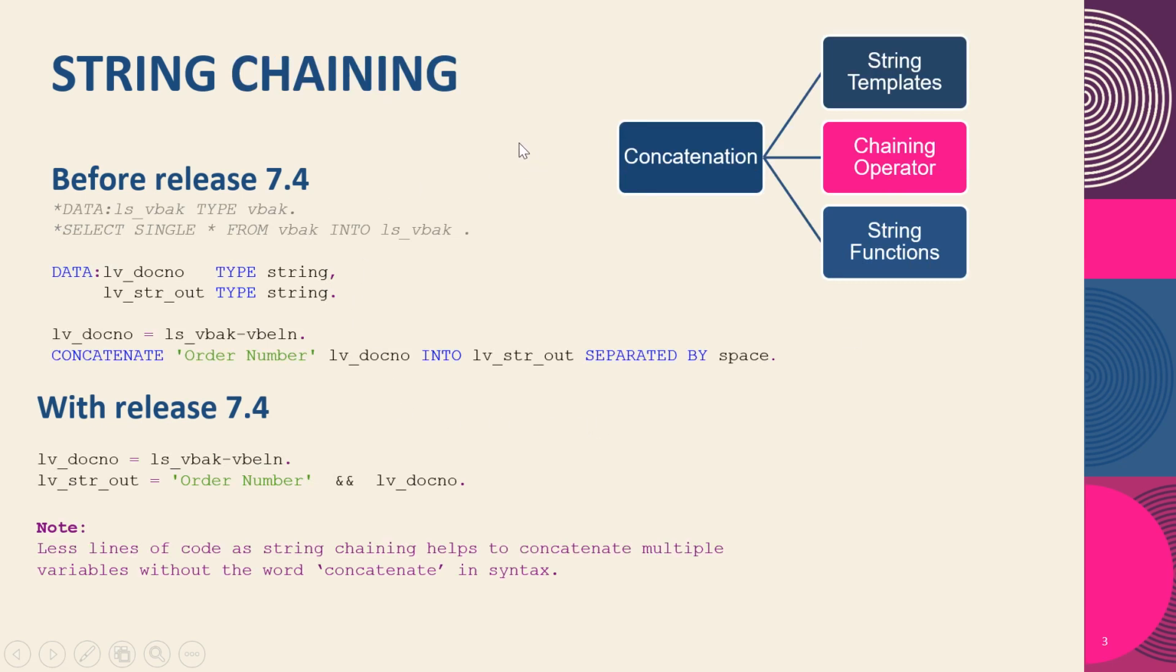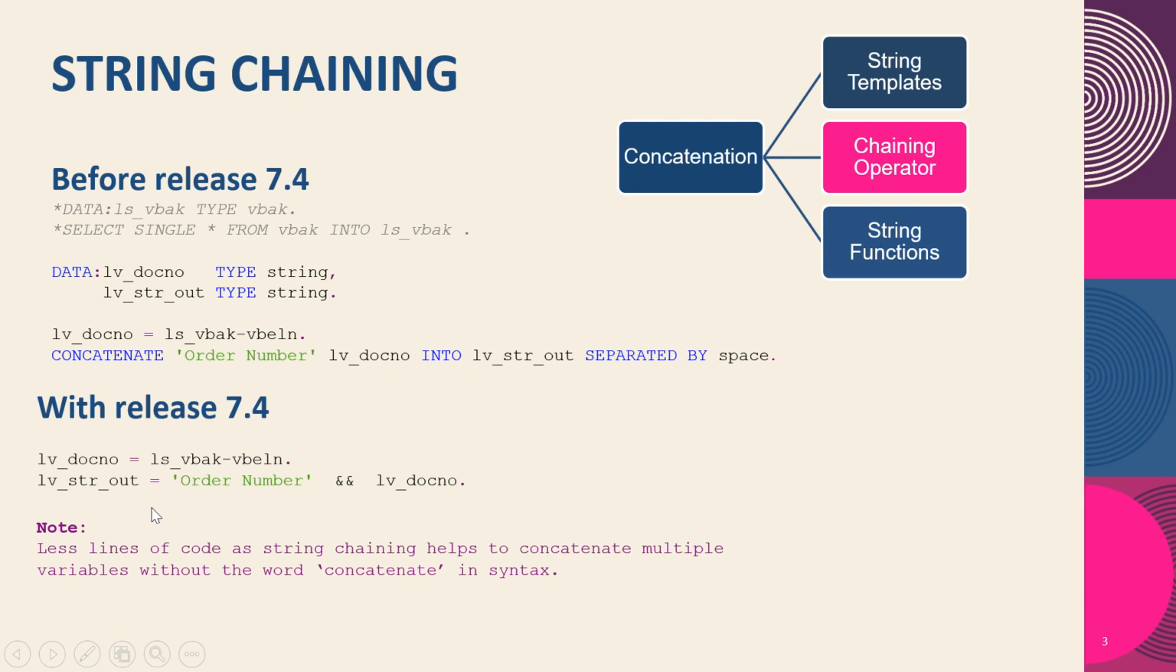Another thing is string chaining. If you need to concatenate multiple string values into one string, we need to concatenate each one by one, separated by space or any separator. So this was our syntax before 7.4.